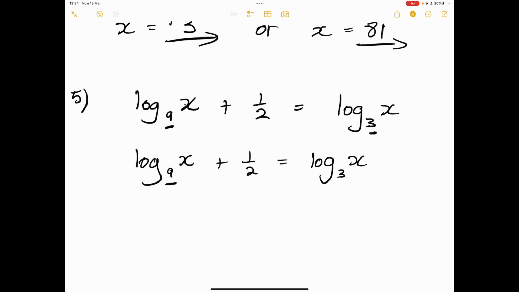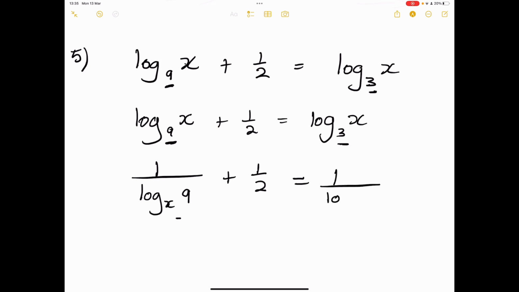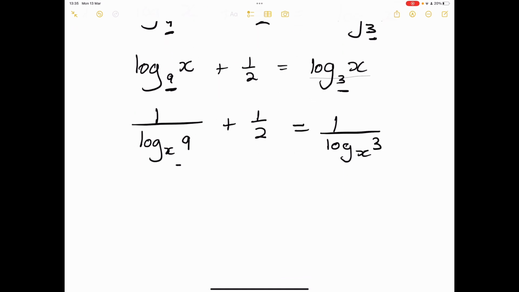So now, I need to make sure that the bases are the same over here. And how do I do that, right? Now remember, I'm going to just simply swap it around, okay? So this is the same as 1 over the log of base x to the 9, plus 1 over 2. Now remember, I've changed nothing there, which is equal to, again, 1 over the log of base x to the 3. Can you see now my bases are the same, right?